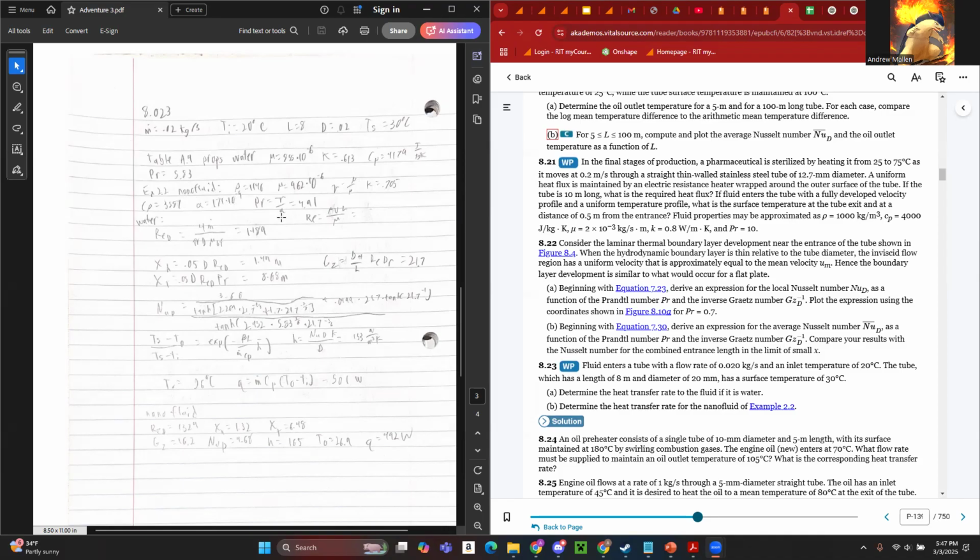This is needed in order to determine the Prandtl number, which is found by dividing the kinematic viscosity, which is the dynamic viscosity over the density, all over the diffusivity, which will give us a Prandtl number of 4.91.